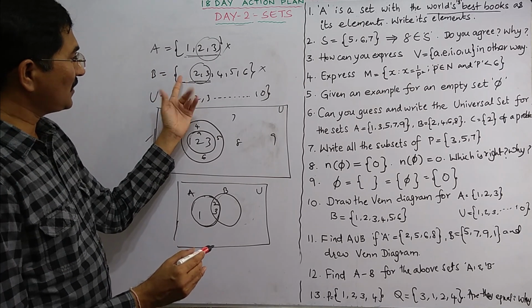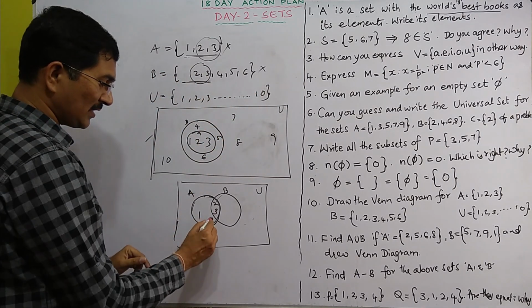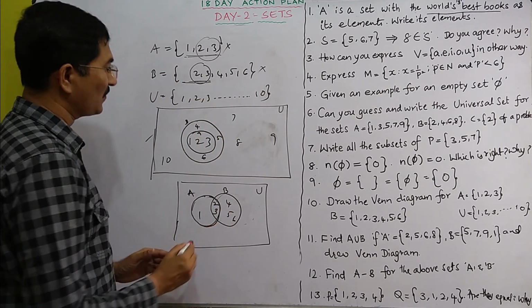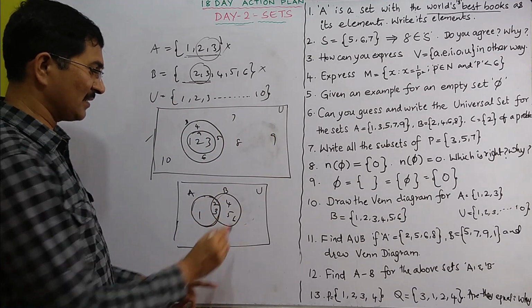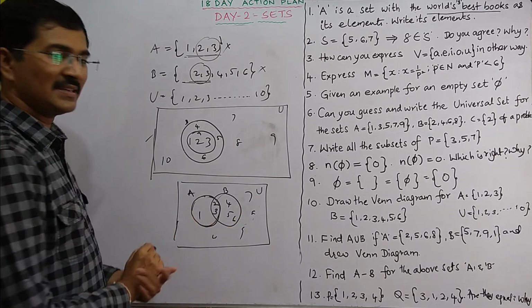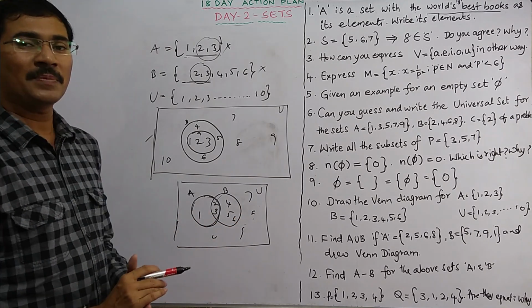And what is there in B? 2, 3, 4, 5, 6. So 2, 3 are here. So 4, 5, 6 you write here. Now what is there in the universal set? Up to 10. So 1, 2, 3, 4, 5, 6 are written. So 7, 8, 9, 10 will be somewhere here. So this is how we represent it.